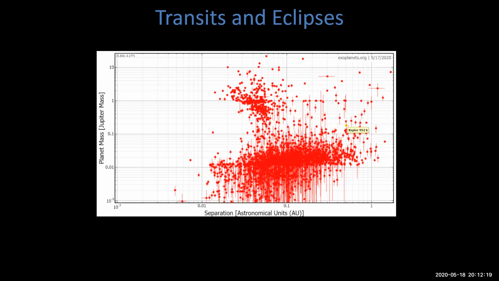Here, each dot represents a planet, and the lines represent the amount of error potential. So they're saying that it might be from this big to this big, and from this distance to this distance. So they're showing the error bars. There's definitely a planet there, but it might be bigger, it might be a little smaller, it might be a little closer, it might be a little further. So the error bars are included here.